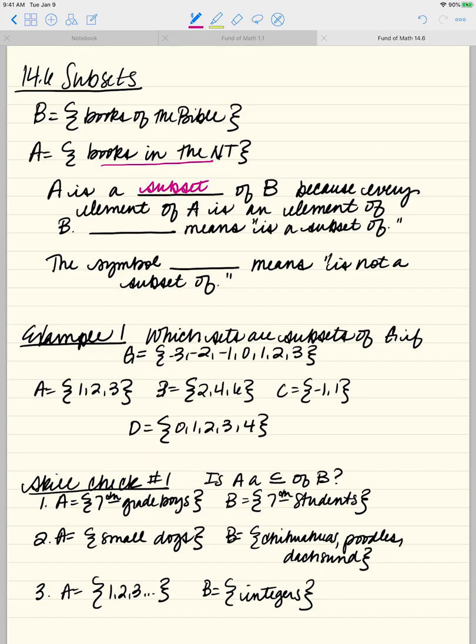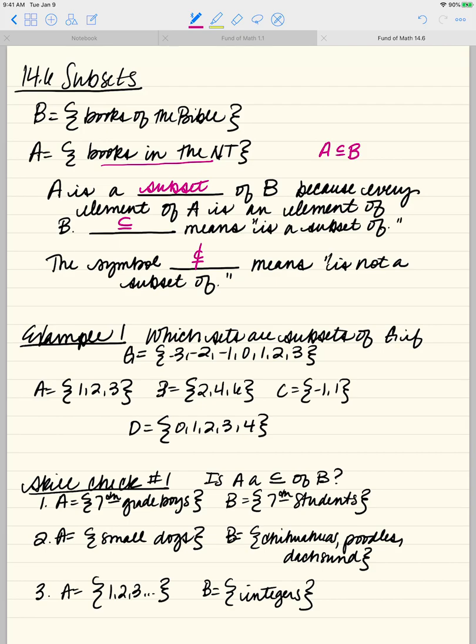We have a symbol for this. Our symbol for subset is like this squished C with a line under it. And this means is a subset of. So we could write A is a subset of B because every element in A is also an element of B. We have an opposite of is a subset of, and that symbol looks like our subset symbol with a line through it. And that means is not a subset of. So let's look at how this fleshes out.